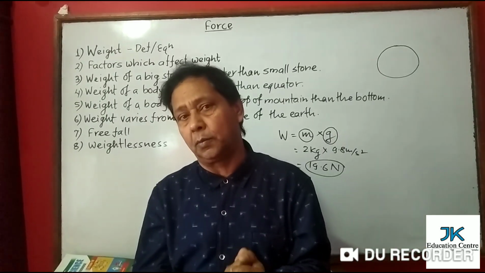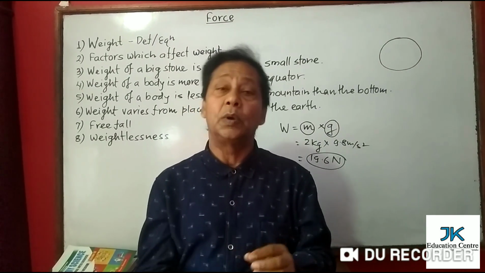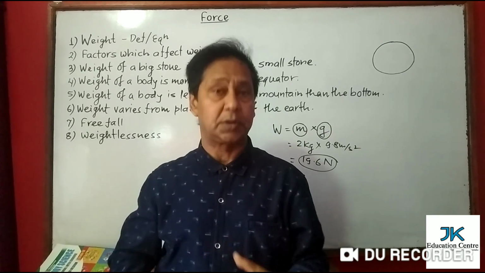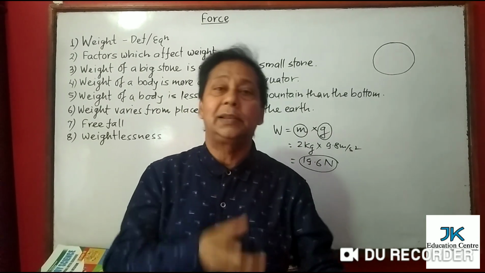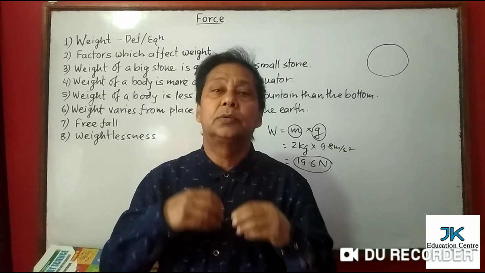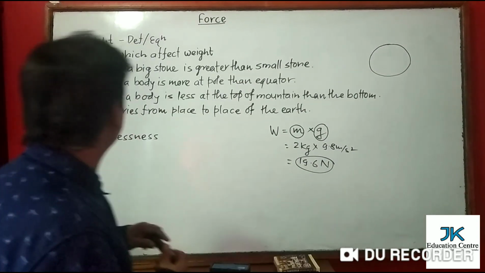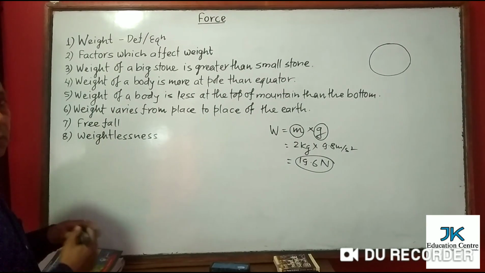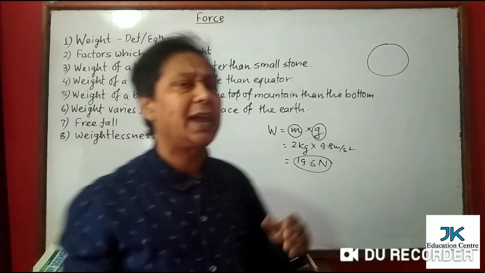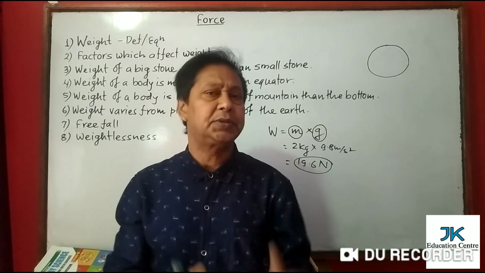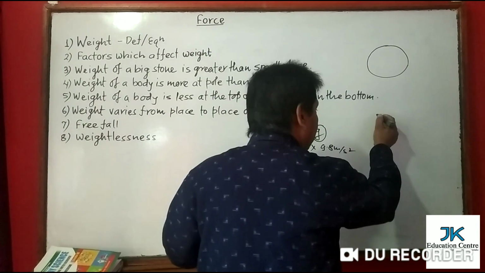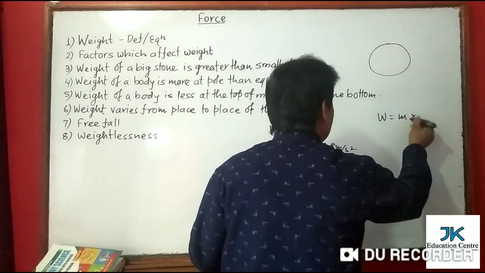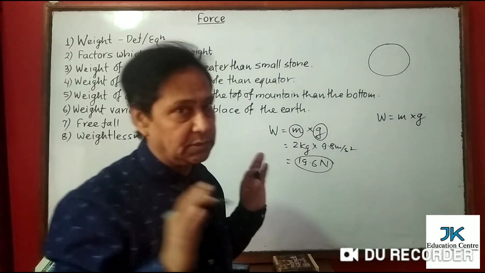Now I want to talk about the weight of a body which alters due to the value of g. There are some reason questions which frequently come in examinations. I want to talk about them. Look at this. Weight of a body is more at the pole than the equator. Why? Now we can answer this question this way. First you have to say that weight of a body is the product of its mass and acceleration due to gravity, and then you can write W equal to mg.